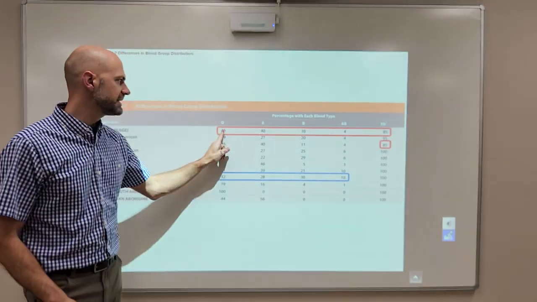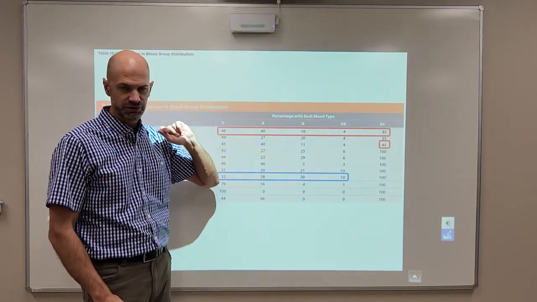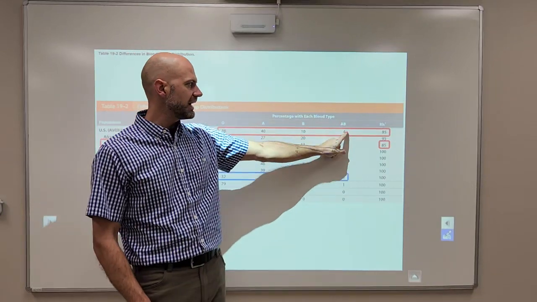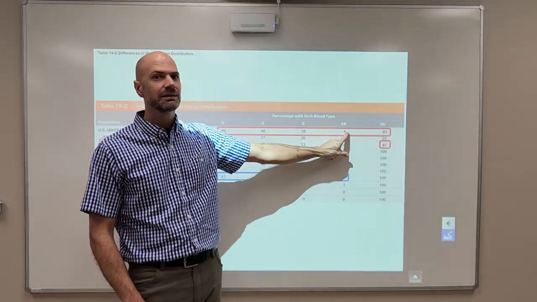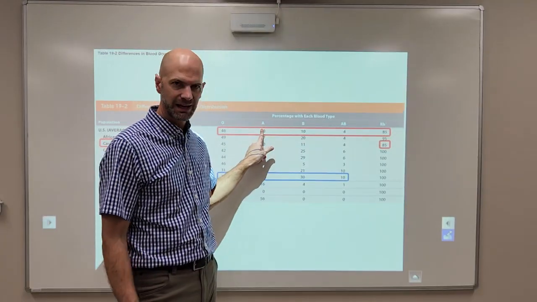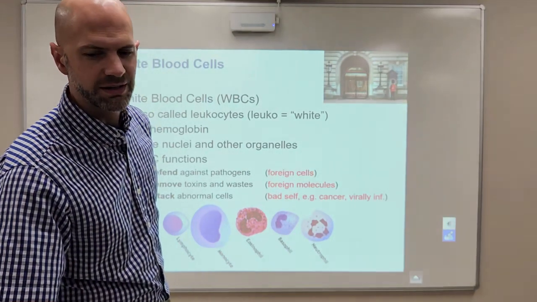So the most common blood type is O, O positive. O positive is the most common type. The most rare type would be AB negative. I believe I am A positive, although I haven't gotten it checked recently.